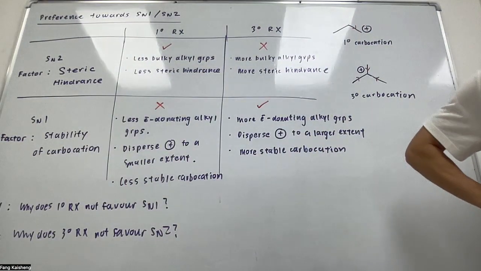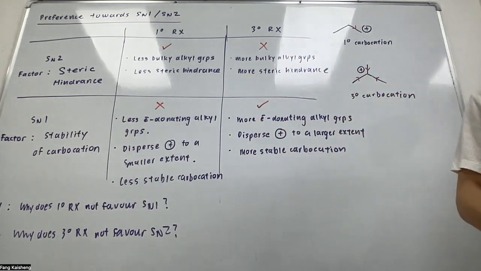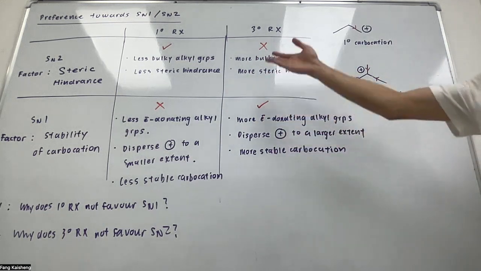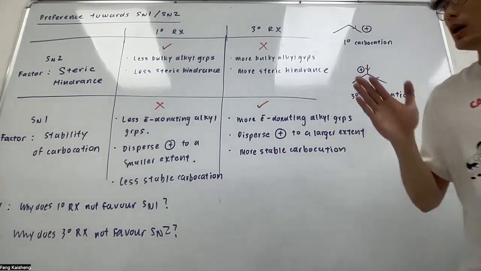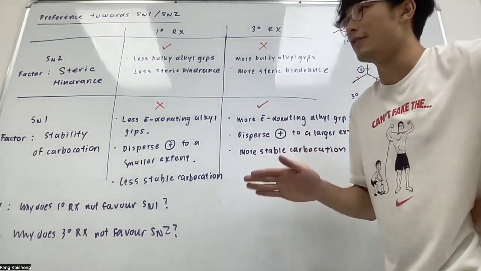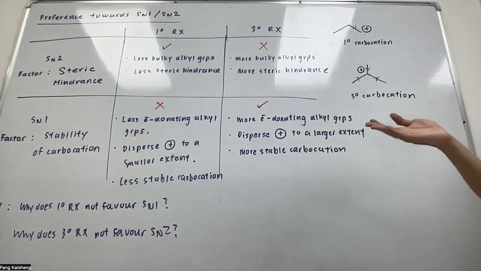We're not gonna write the full answer because you already have all the answers in the table. You just need to refer to which quadrant is your answer. Just right there, refer to quadrant 3, 4, whatever. But there's a bigger point in all this. Let's look through this together. Why does primary halogen alkane not favor SN1? Can you tell me where's your answer from the table?